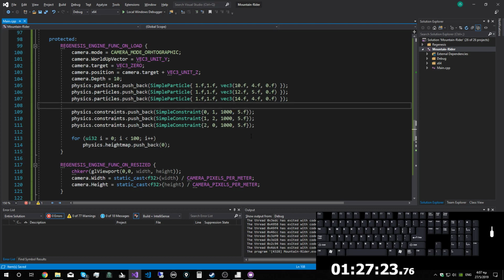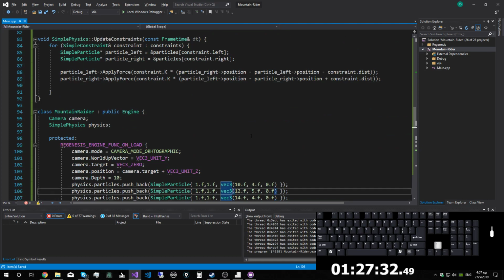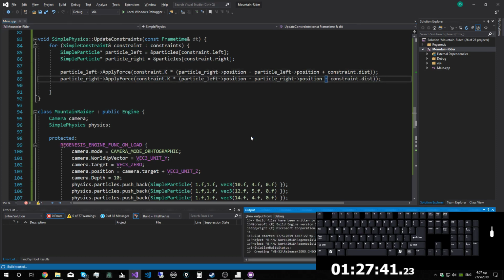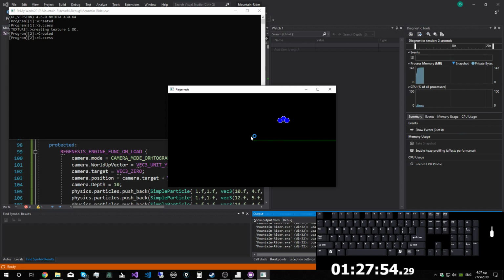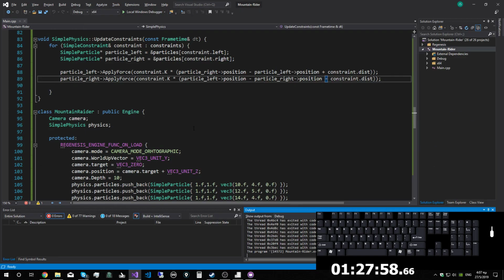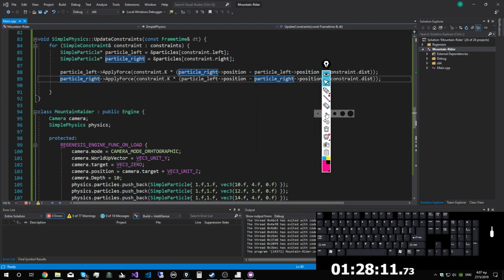Let's solve it like a cowboy. Oh my god, what is going on? Okay, let's see. So if we have that point and that point, okay, for the right one, I'm getting that vector.